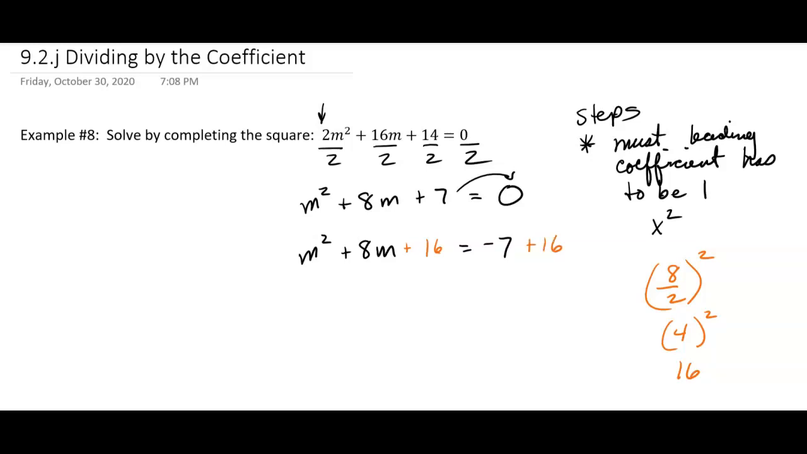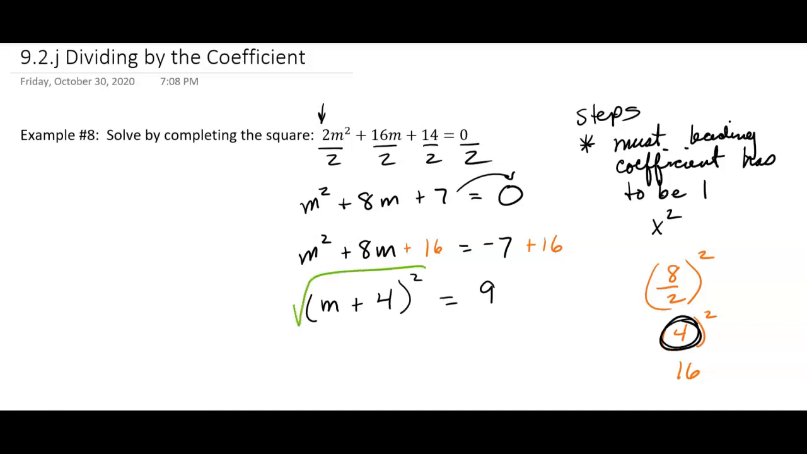And then on the left, I'm going to have m plus 4. Now remember where the 4 comes from. It's the number before you square it. Or you can think of what's the square root of 16. So m plus 4 squared. And then on the right-hand side, negative 7 and 16 is 9. Okay, now we'll take the square root of both sides.